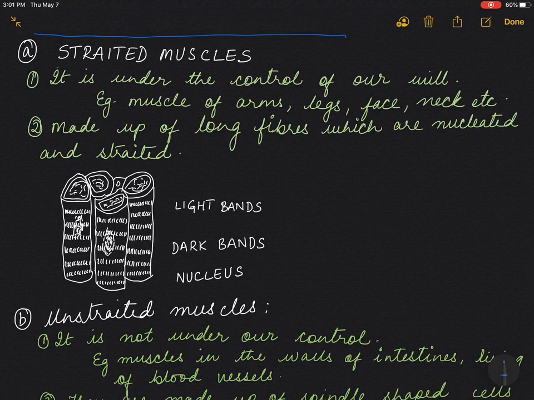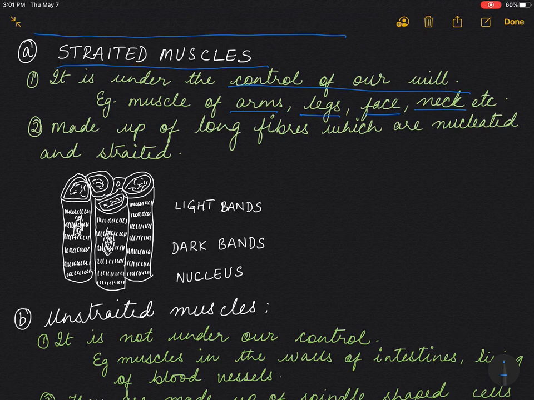Now striated muscles, when we talk about striated muscles, we are talking about the muscles which are under the control of our will. Example, muscles of the arms, legs, face, neck. Now if you drop a pencil, you need to pick it up. When you pick it up, you have to bend down, you have to use your arms. So the muscles that you are using are the striated muscles. Now how is it under your control? If you're feeling lazy, you don't want to pick up the pencil, you don't, isn't it? So that is how it is under our control.